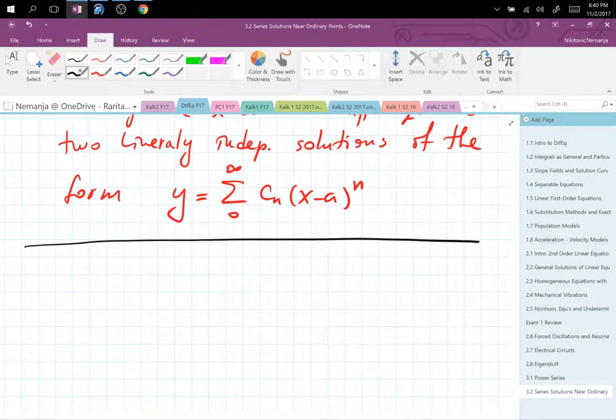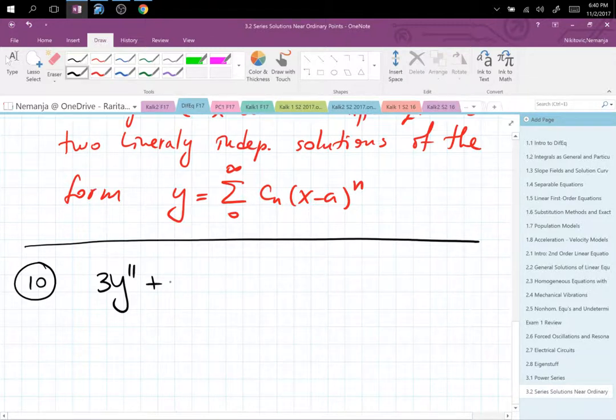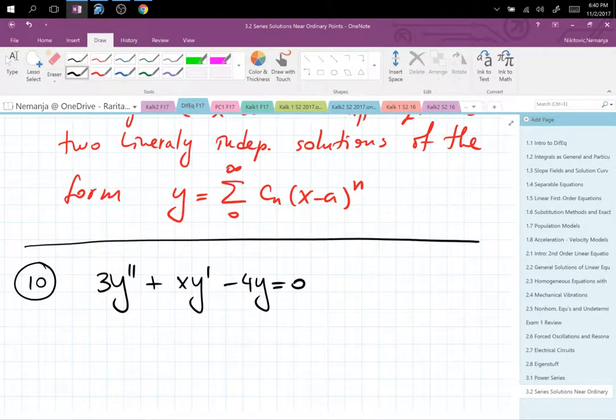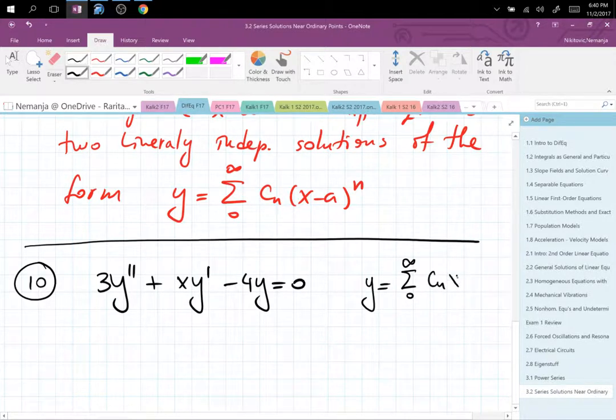Problem 10 looks sufficiently evil, but not too crazy. 3y double prime. We can do any other. Let's start here. There's more life after this. So we have this differential equation. And you could go and divide by 3 everywhere, but you don't have to. So we can drag that 3 through the problem. We start with assuming the solution of y equals the summation from 0 to infinity of Cn x to the n.